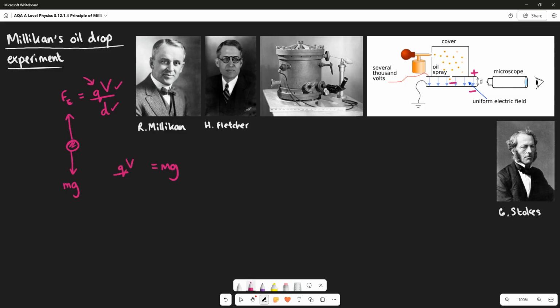And we know that this is true. So if we know these two values and we know gravity, the only thing that we need to know now in order to calculate the charge is the mass. And we can do that using something called Stokes' law.